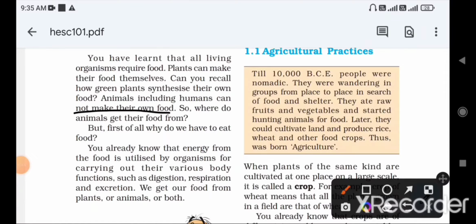So where do animals get their food from? The next question comes here. Plants create their food, but animals like humans do not create their own food, so how do humans and other animals get their food? But first of all, why do we have to eat food? Why is food a requirement, and why are we taking food daily? That question arises here.